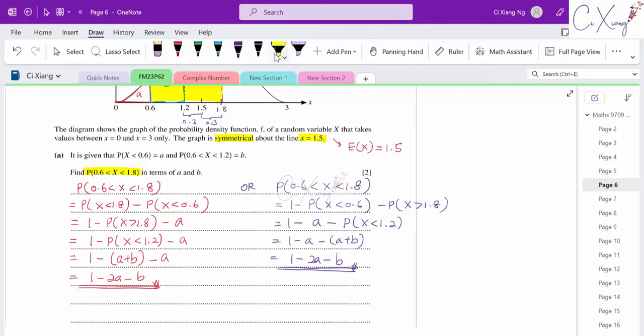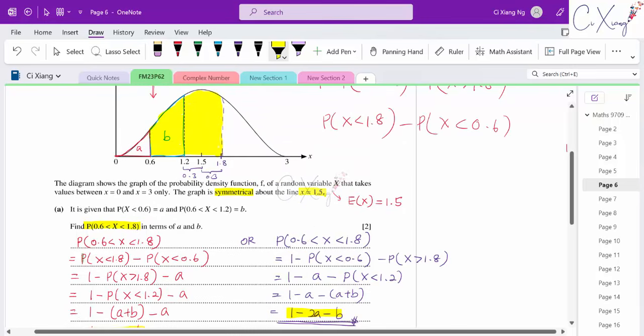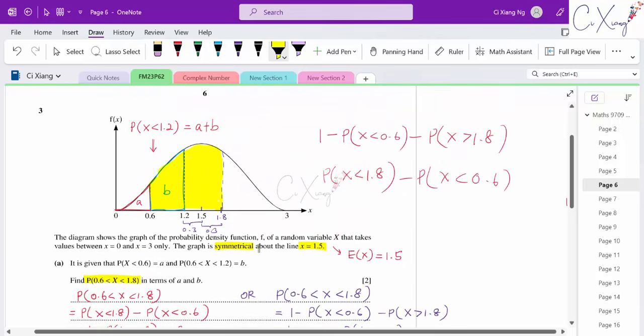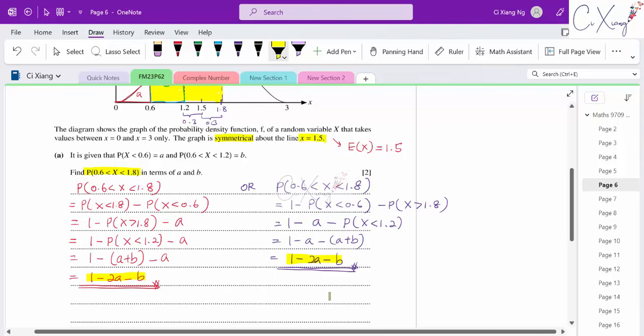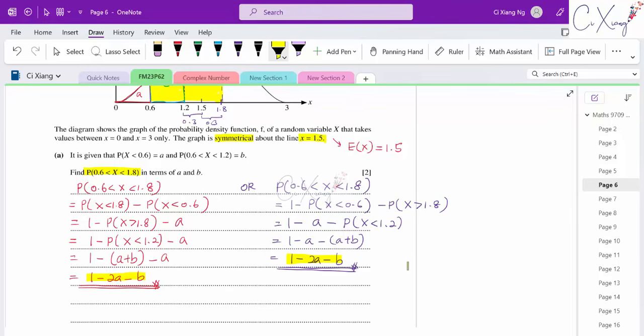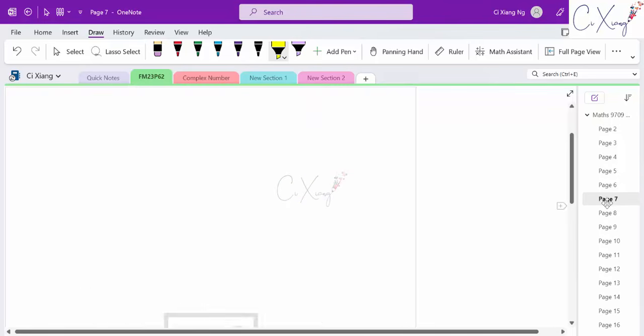Okay, so this is how we get the answer for part A. There are more than one way that we can solve it. Right? So you can just use the diagram to help us visualize it clearer and to write out the steps correctly. And this is what we have for question number 3A. Let us continue to 3B.